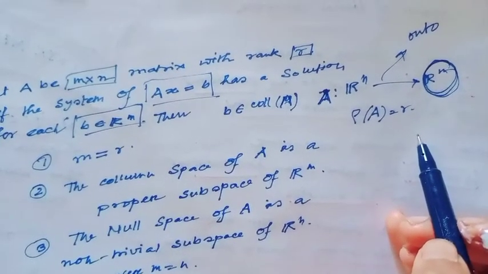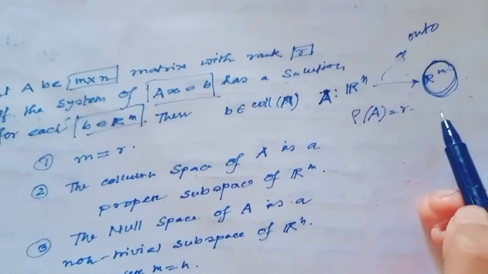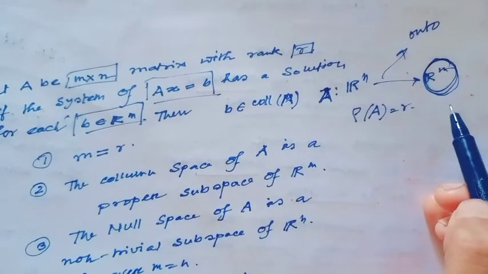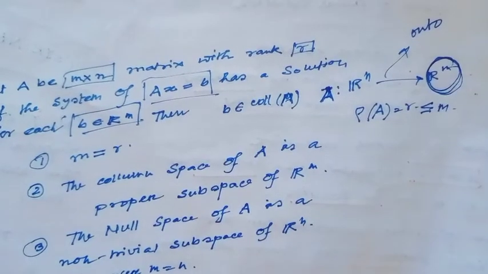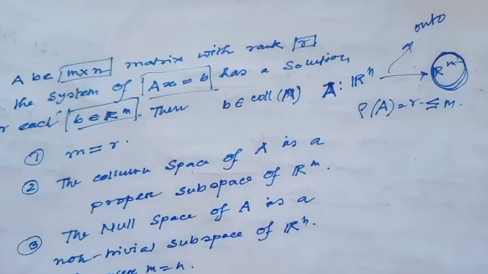Obviously this is an onto linear transformation. And all of us know rank is the dimension of a subspace, so rank will always be less than or equal to m. Okay, now let's see the options.